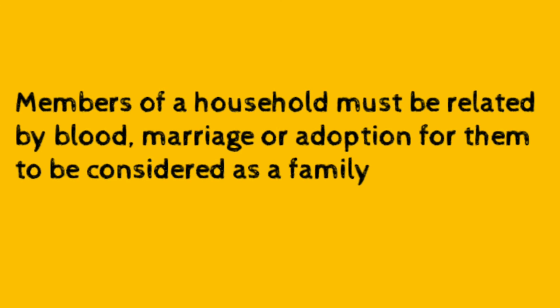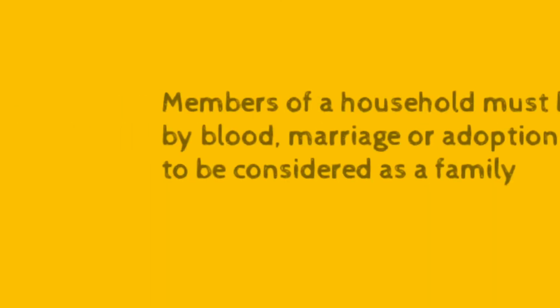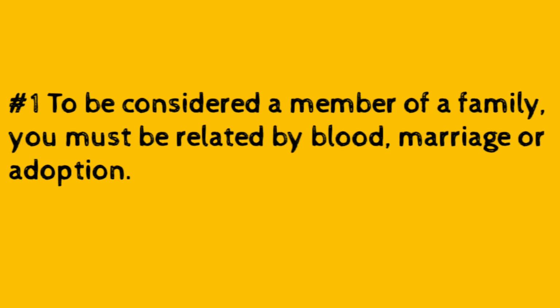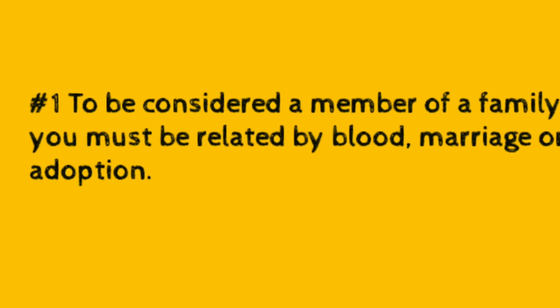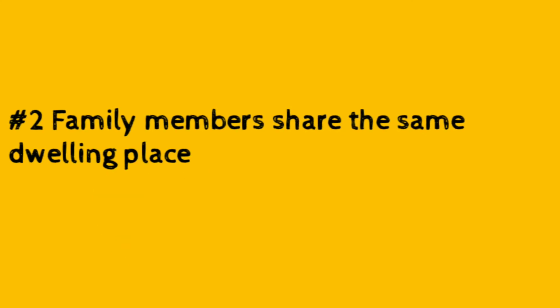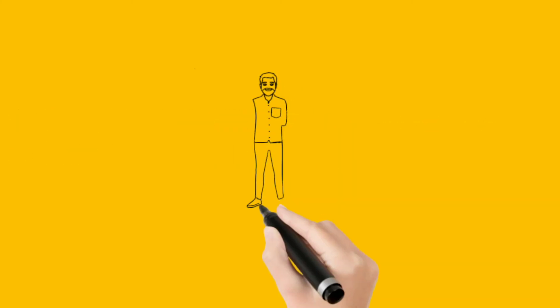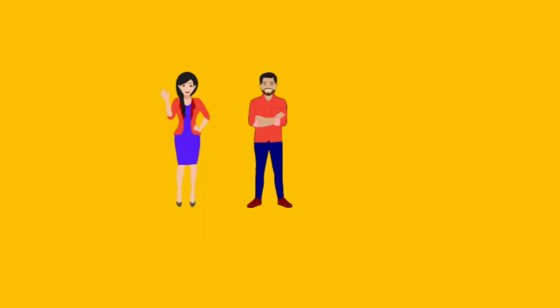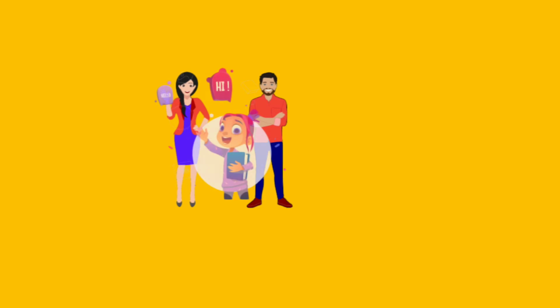So, for the family, I think there are two main components of the definition. You have to be related either by blood, marriage, or adoption, and the second component, of course, is sharing the same dwelling place, right? So that is the definition that I like to share with my students. Family is a group of persons that are related by blood, marriage, or adoption and share the same dwelling place.